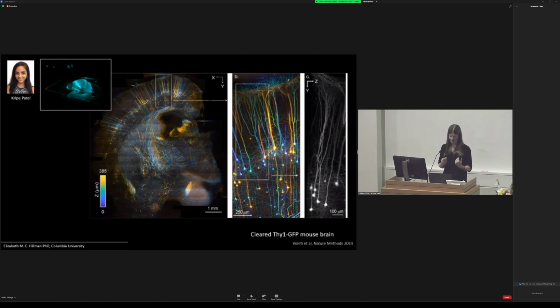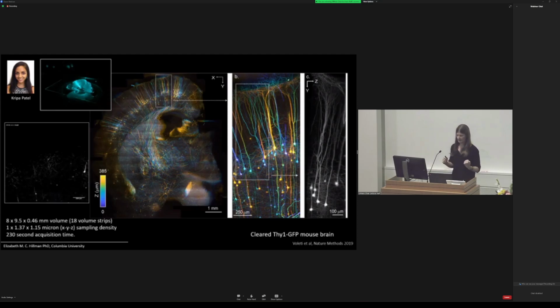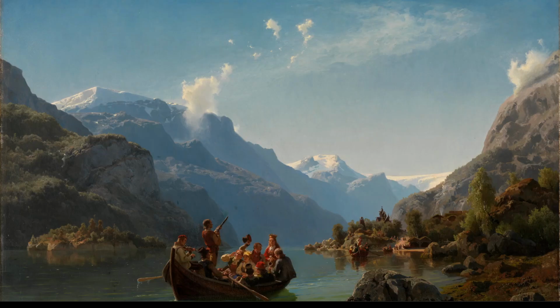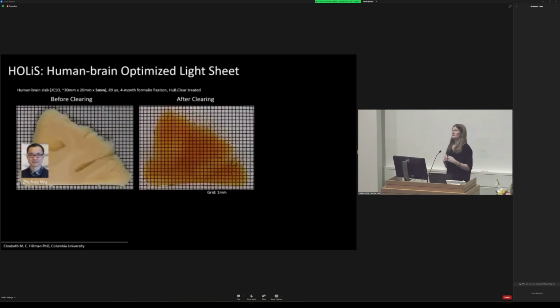And so my passion project in the pandemic was that I got together with this guy, Zhu Wu, who is one of the early developers of iDisco. He's now at Cornell Weill, and he's really great at clearing human brains. And I'm like, I'm really great at making really fast microscopes. I wonder how quickly we could image a whole human brain. And so we did a back of the envelope calculation. We were like, I don't know, 10 days.